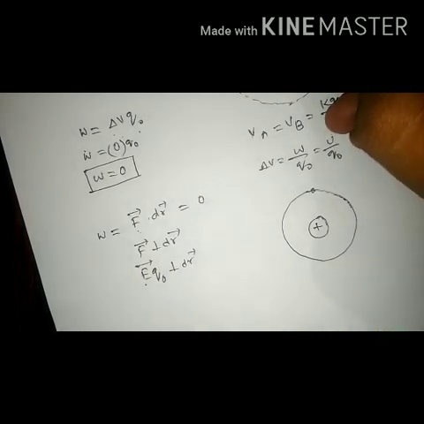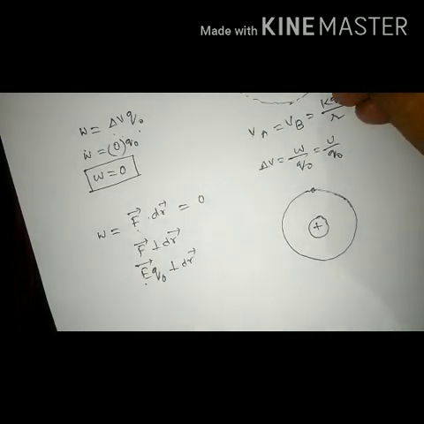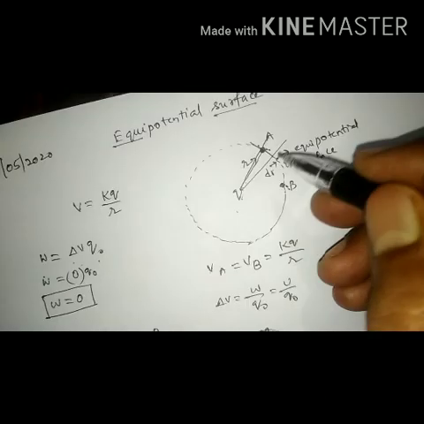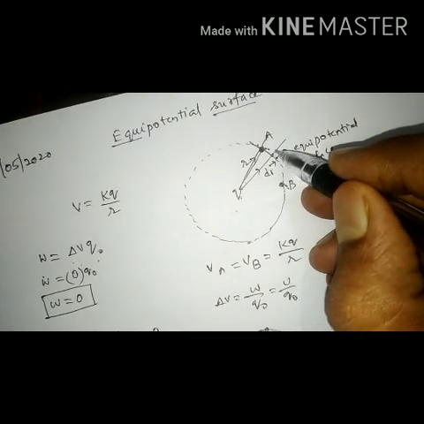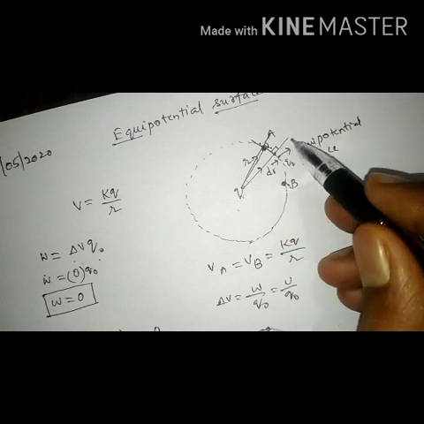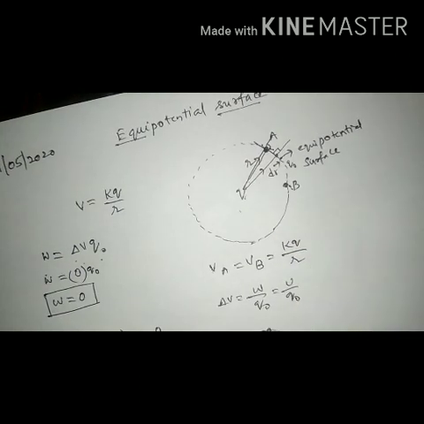Suppose you have taken this charge, this is like this. At this point the equipotential surface is normal. Again, if you go to another point, you again take the electric line of force, and again at this point it is normal. So these are the angles between electric lines of force and the equipotential surfaces.